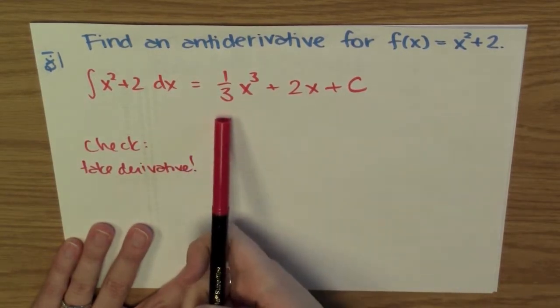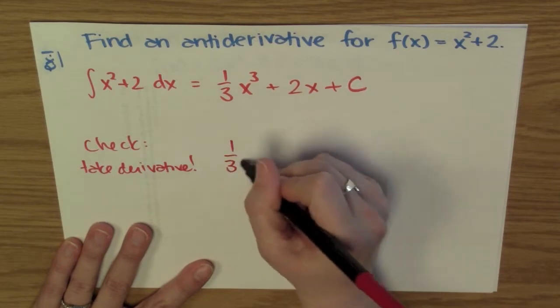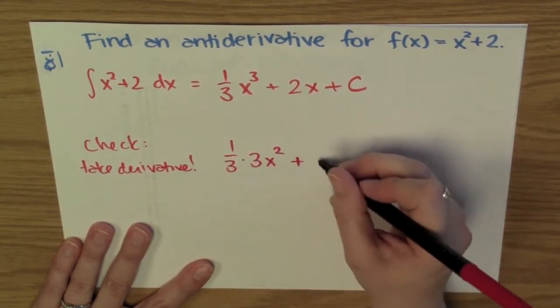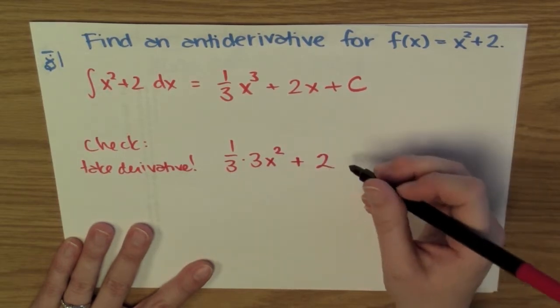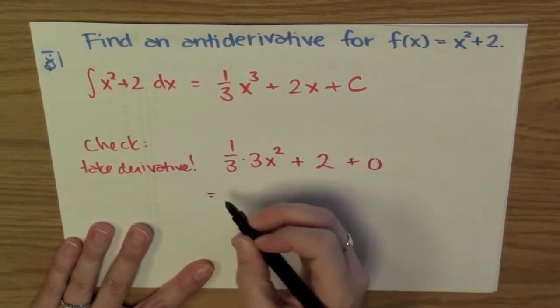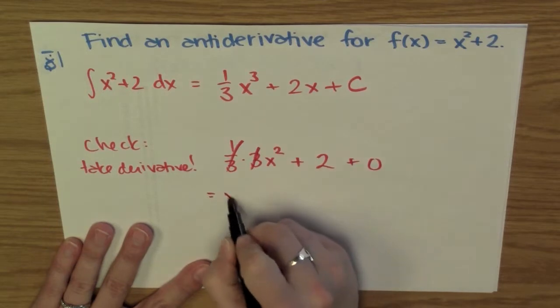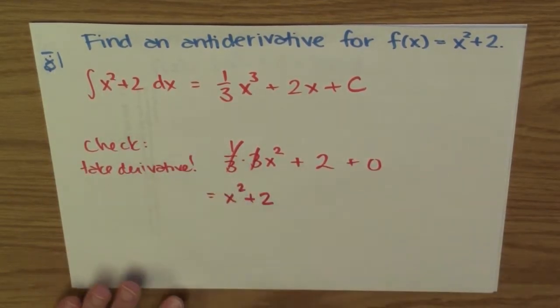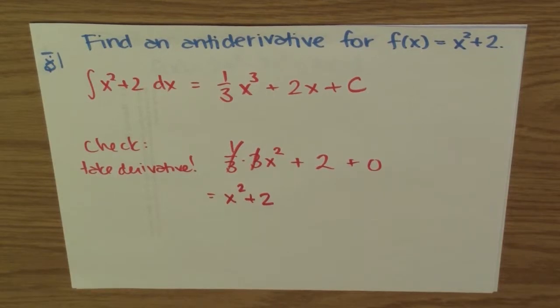And if I differentiate 1/3 x cubed, I get 1/3 times 3x squared. And if I differentiate 2x, I get 2. And if I differentiate c, I get 0. So cleaning this up, the 1/3 and the 3 cancel, and I end up with x squared plus 2 plus 0, which was exactly the function that I started with. So, feeling good about that.